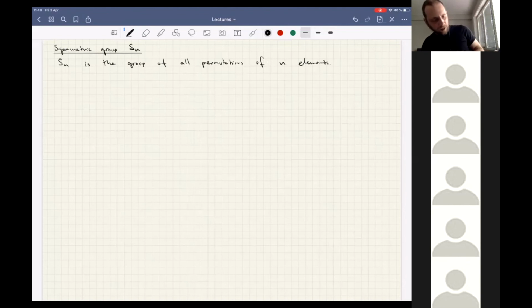So if you're familiar with permutations, it's just if we have n elements, in how many different ways can we order them? The number of different ways that we can order them: for the first element, there are n possibilities. For the second, there's n minus 1, then n minus 2, and so on. So the number of elements is n times n minus 1 times n minus 2 and so on, which is n factorial.